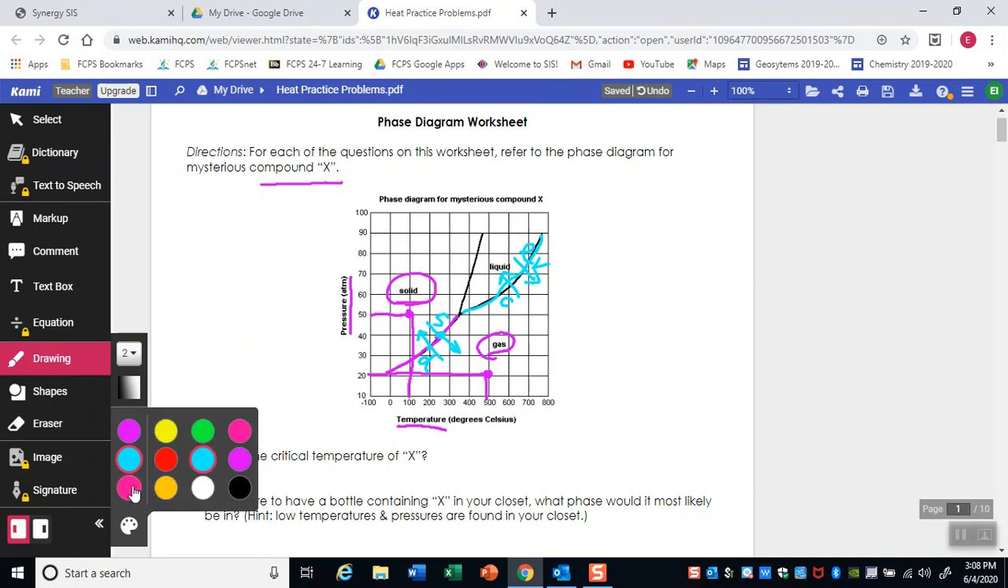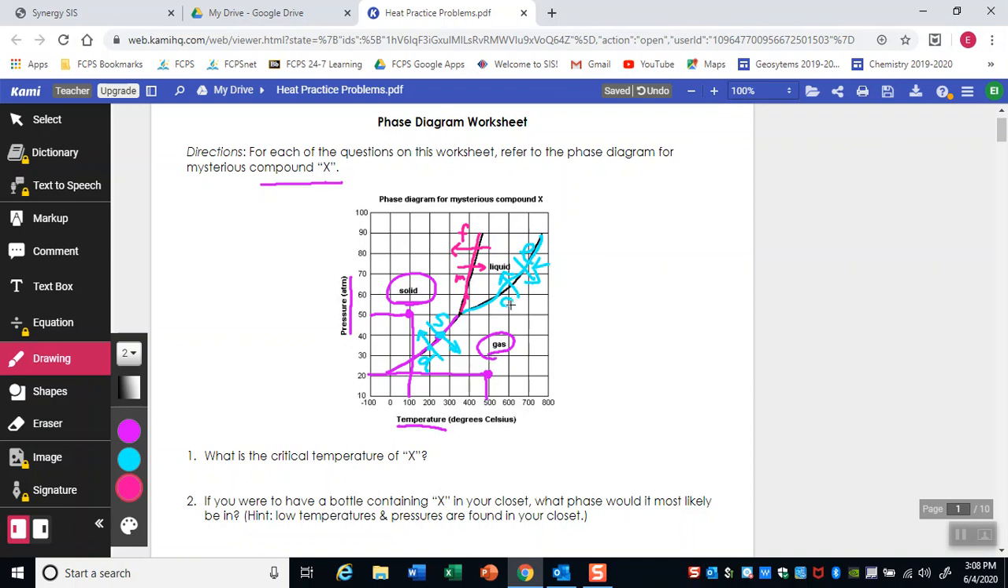All right, then you have this line right here, which is in between a solid and a liquid. If you're going from a solid to a liquid, you're melting, right? Think ice to water, that's melting. If you go from liquid to solid, that would be freezing. If you have water and you put it in the freezer to make ice, that would be freezing. So freezing and melting are opposite phase changes.